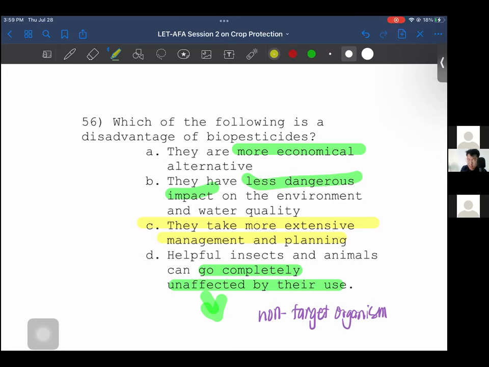More extensive management and planning, which is really true in the case of biopesticides. Because biopesticides are more, what do you call this? Weaker, that's it. Weaker compared to chemical pesticides. Because chemical pesticides are concentrated. Ibig sabihin, the active ingredient is already there. But with biopesticides, we don't have a calculation of how many percent of active ingredient.